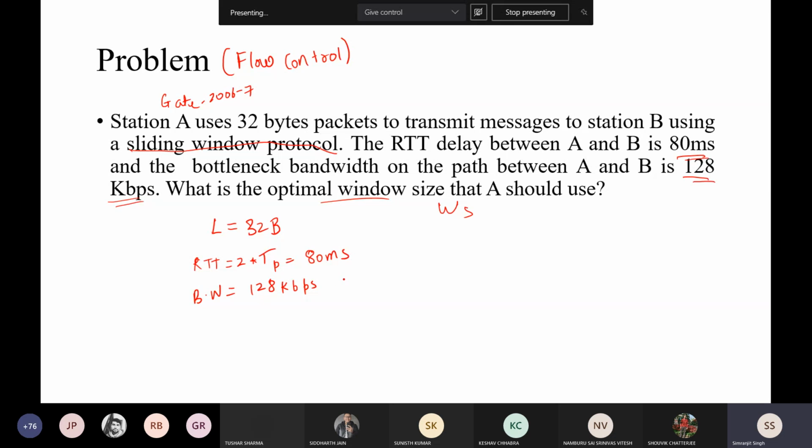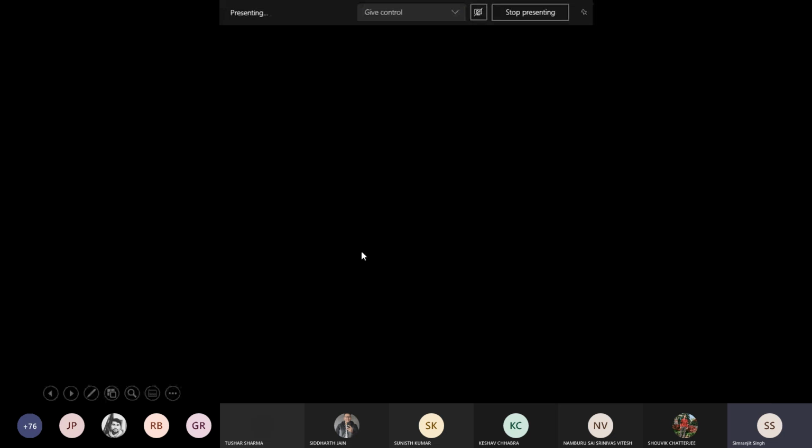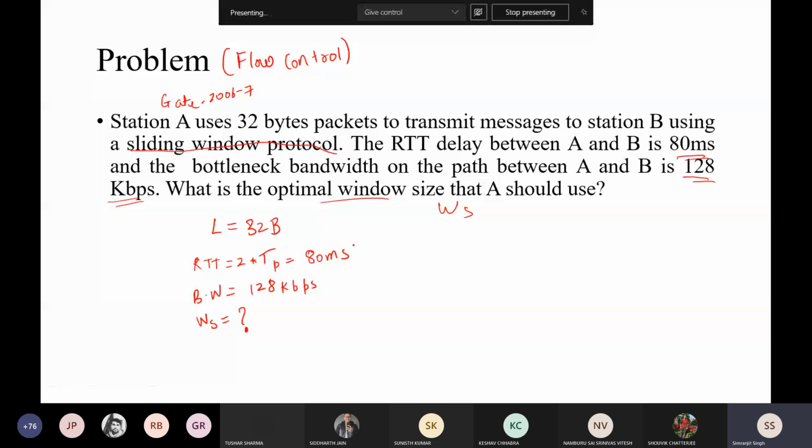Now what can I do? I have to say the window size. What is the window size here? I have TP here, so you can find out TP. TP in this case will be 40 milliseconds. Round trip delay means you go towards it and come back. This is one round trip delay. So TP will be 40 milliseconds from one side, 40 milliseconds from the second side. So my TP is 40 milliseconds, taken from this question.